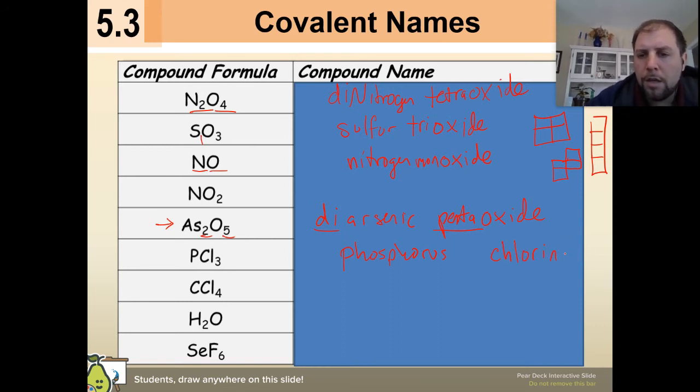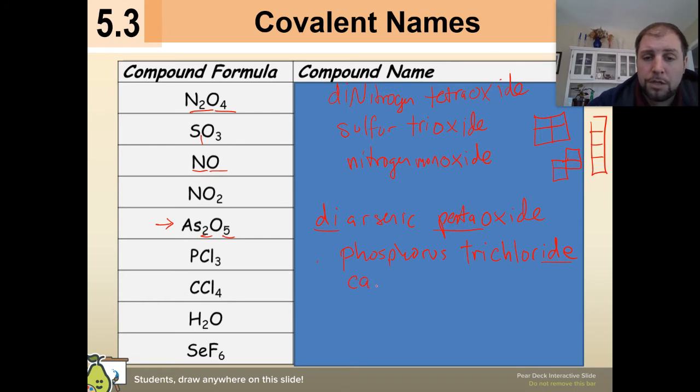But guess what? It gets that new ending. So it's not chlorine, it's chloride. It gets that ide ending. Okay, so there's 1 phosphorus, so we leave it blank. 3 chlorines is trichloride. So phosphorus trichloride.